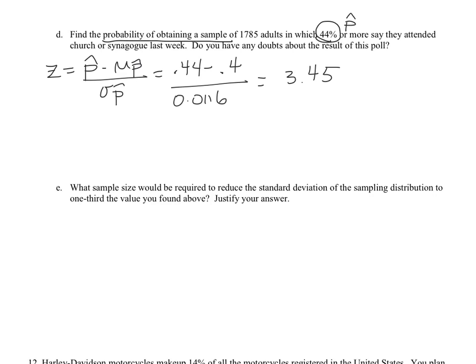Right? So, or more means probability is greater than. So the probability that our z-score is greater than 3.45 is what we're looking for. So we draw a picture. Here's 0, 3.45 would be clear out here. So this probability should be really small. If it's not, pretty sure we did something wrong.